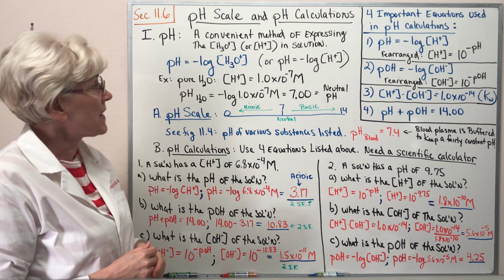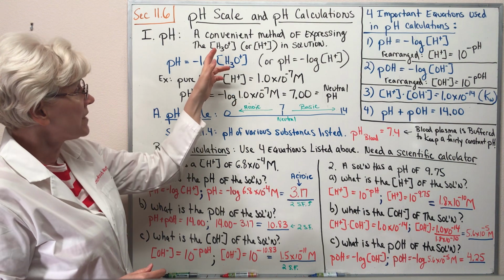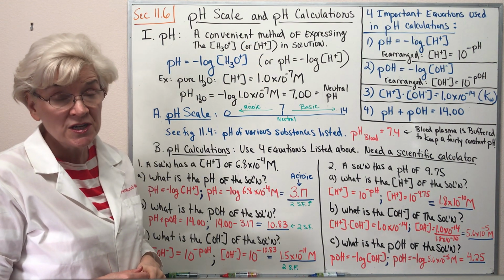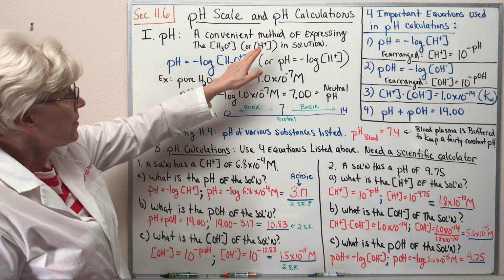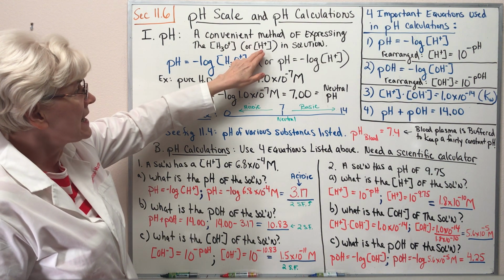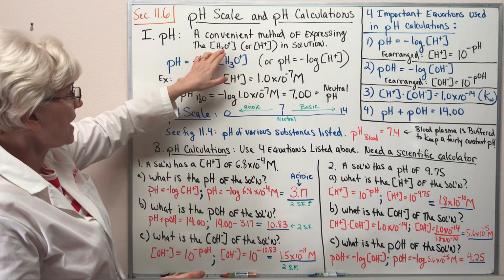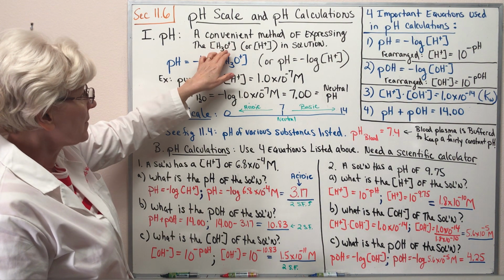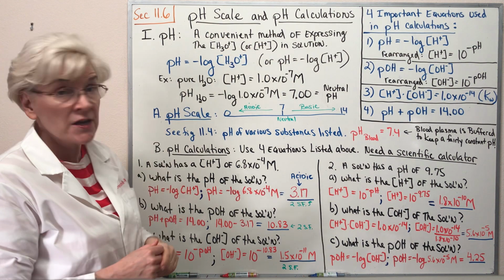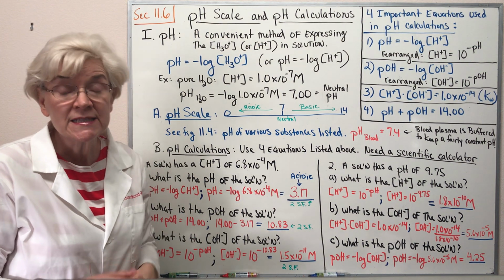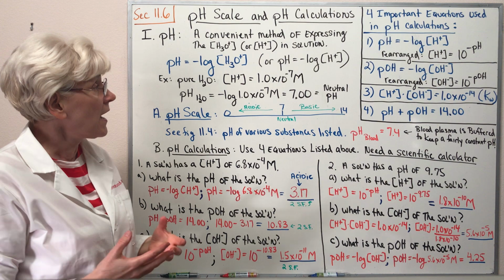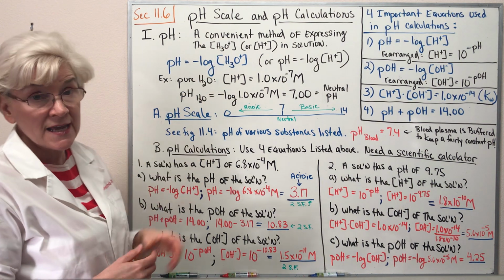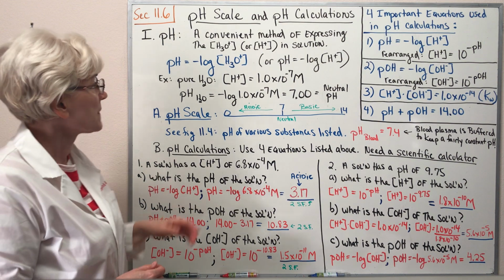pH is a convenient method of expressing what the hydronium ion or hydrogen ion concentration is of a solution. Remember that hydrogen ion is a shortcut representation for the hydronium ion, and it is the hydronium ion, or hydrogen ion for short, that carries the acidic properties of a solution. An acid solution would have an excess of hydronium ion.